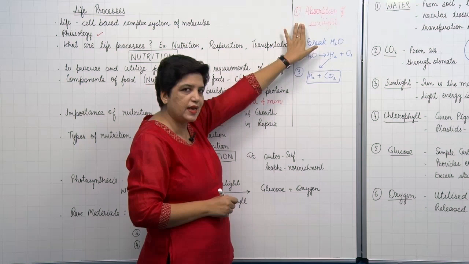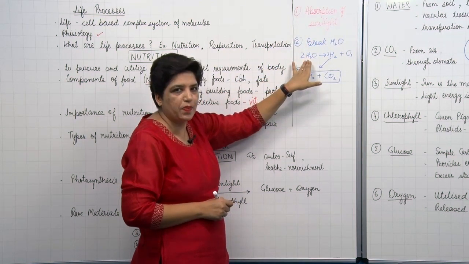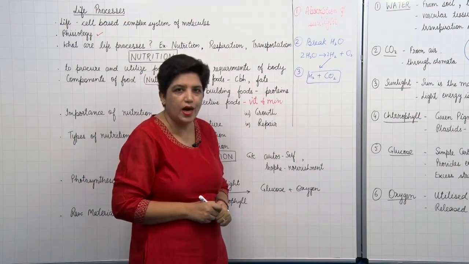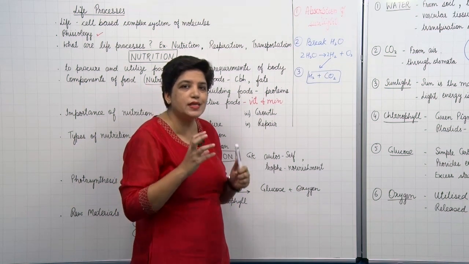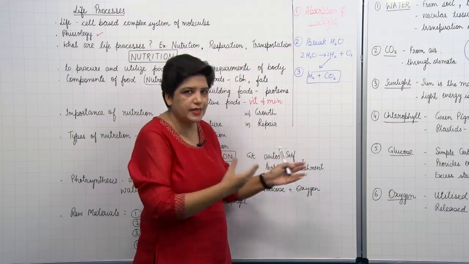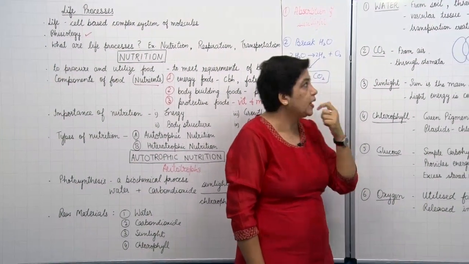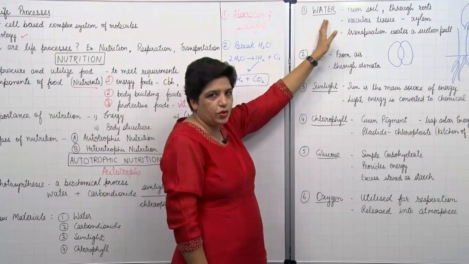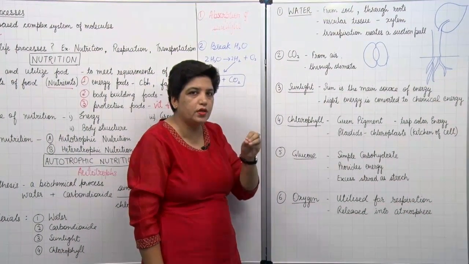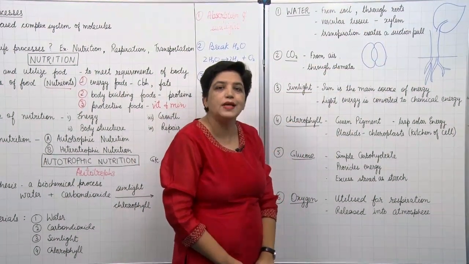First, absorption of sunlight by chlorophyll, then converting this solar energy into chemical energy, then reduction of carbon dioxide to make simple carbohydrates. Now how does this plant obtain these four raw materials? Let us study in detail. The first raw material is water. Now water, you all know water is present in the soil. So plants absorb this water from the soil through the vascular tissues which are called xylem.